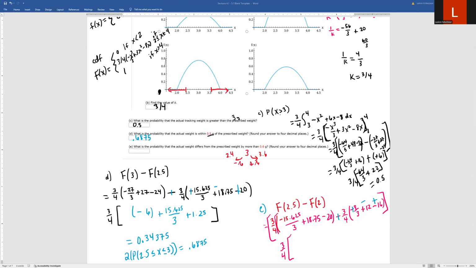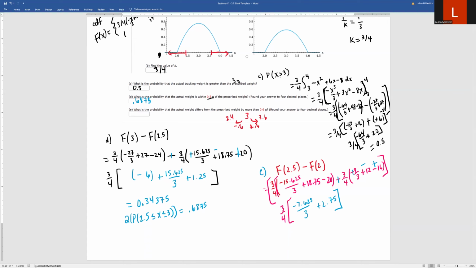So that's negative 7.625 over 3. And then I'm just going to add all my decimal numbers together because that's just easier. So we have 18.75 minus 20, and then we have a minus 12, and then we have a plus 16 because that was after distributing those. So that's plus 2.75. Then we'll work on that and then times it by the 3/4. And remember, that would only be that 1/2 from 2 to 2.5 essentially. So 2.75 and the other part added together.